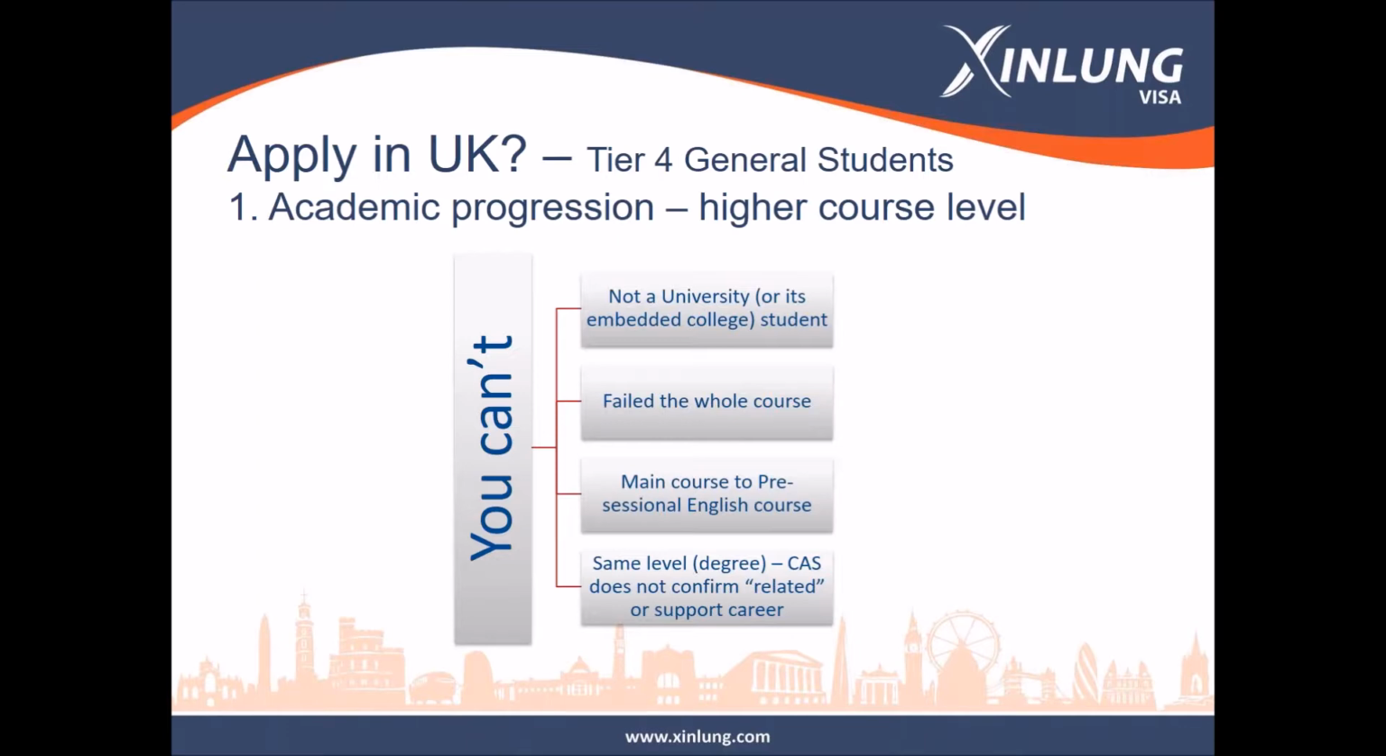And then another thing that Home Office says is that you cannot make your application in the UK if you have failed your current course. So if you were given a visa to come to the UK to study a bachelor's degree course, but you failed to achieve the degree, it means that you're not qualified to extend your visa here.